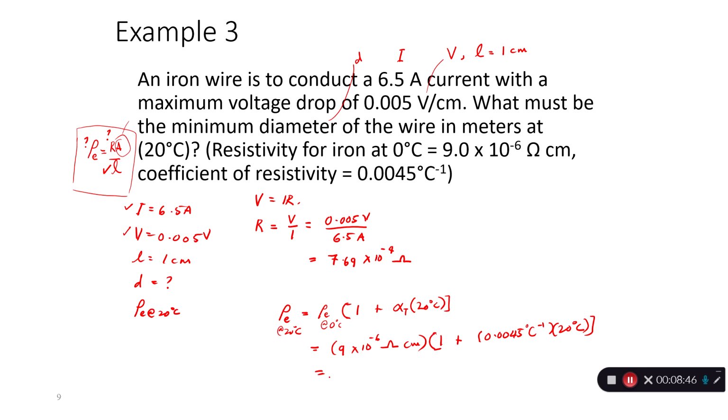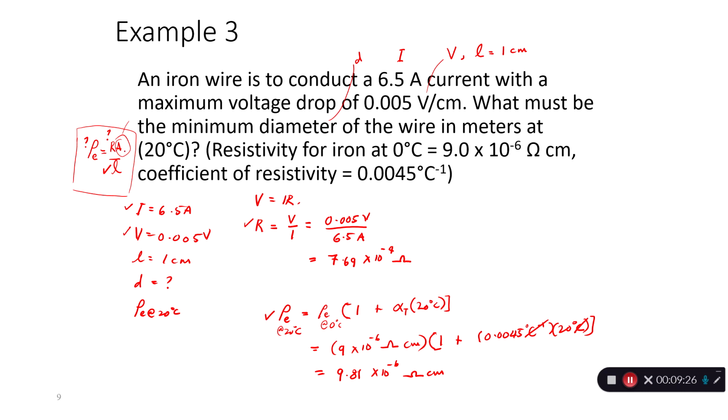Let's check the units first. Degree Celsius and inverse degree Celsius will cancel each other out. You will be left with, of course, the same unit for resistivity, which is ohm centimeter, or ohm meter. So solve this. The answer will be 9.81 times 10 to the minus 6 ohm centimeters. So now we have the resistivity at 20 degrees.